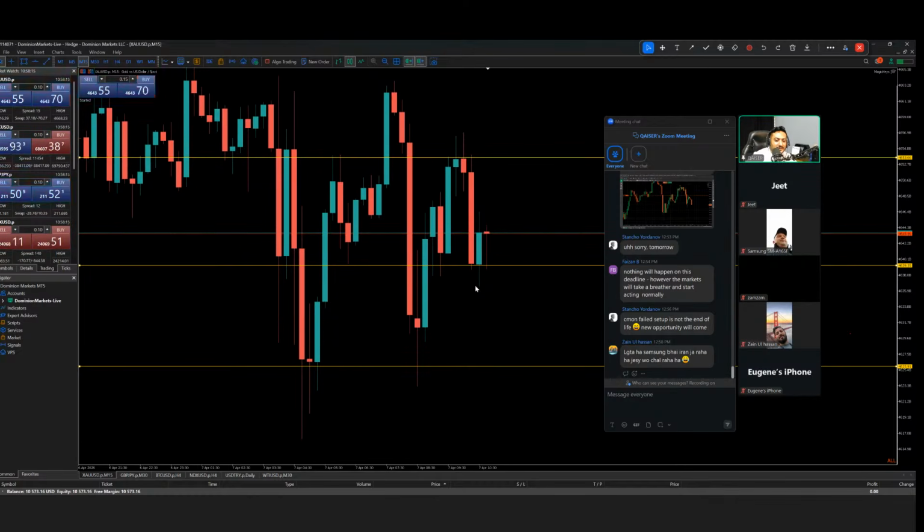Someone is saying it seems like Mr. Samsung is going towards Iran. He's just continuously walking. Might be, I think so. He's doing some exercise.